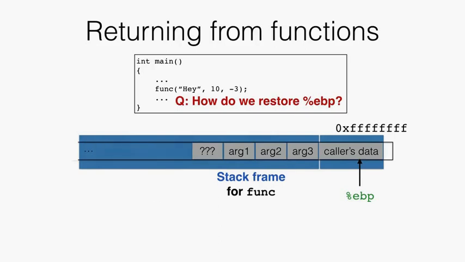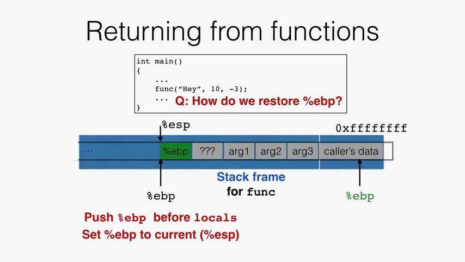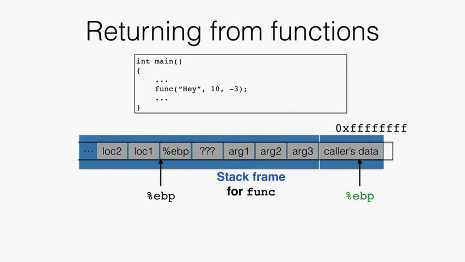Well, let's think about how main is going to call func in the first place. What it will do is push its 3 arguments, arg3, arg2, arg1, here hey, 10, -3. It'll push some other data that we'll see in a minute. At this point, the stack frame pointer is right here. Now we can save main's frame pointer right on the stack. At this point, we can update the frame pointer to be the current stack pointer. And now, when the func function starts to run, it will push its local variables after the current stack pointer. And here we are from where we started.